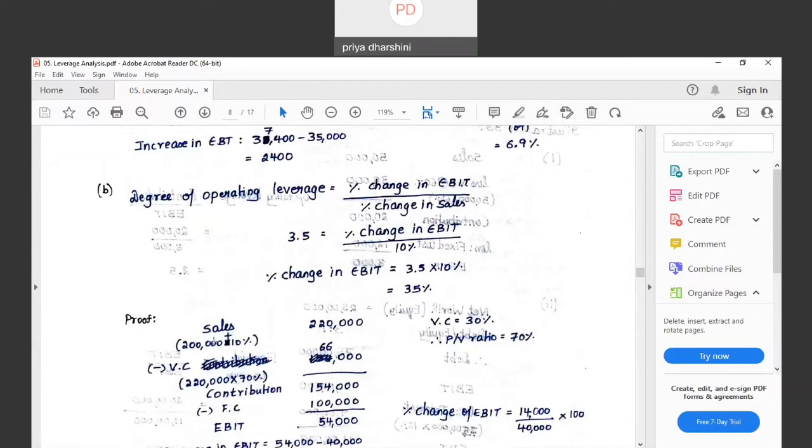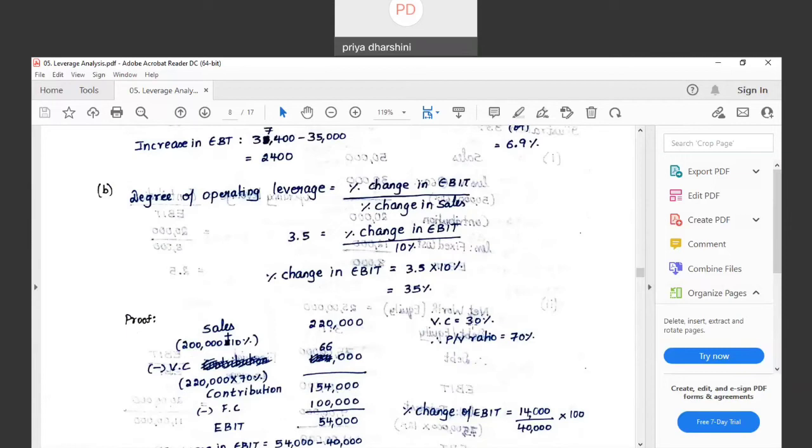How much is the sales going to increase? It is going to increase by 10%. How much is your existing sales? 2 lakhs. So 2 lakh plus 10%, 2 lakh 20,000 will be the revised sales. What happens to variable cost? With change in volume, there will be change in variable cost. How much is variable cost? Variable cost is at 30%.